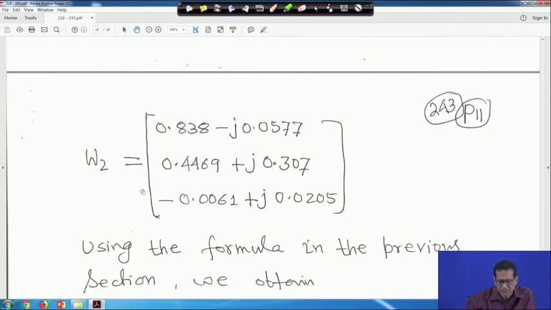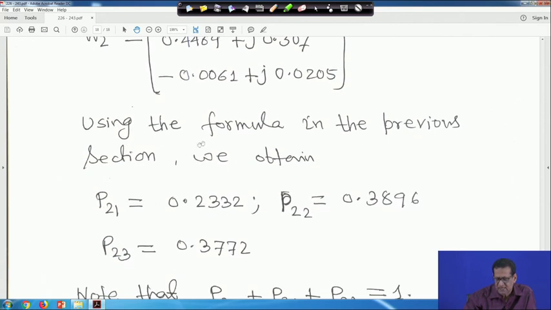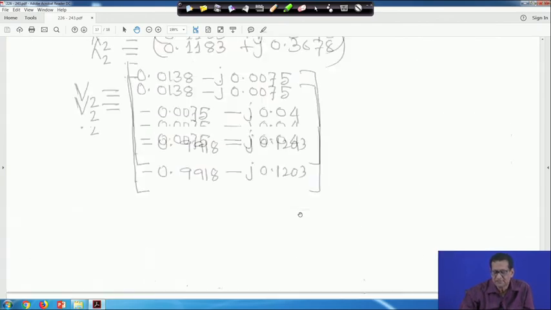Similarly, the left eigenvector corresponding to the same eigenvalue lambda 2 is 0.835 minus j 0.0577, 0.4469 plus j 0.307, and minus 0.0061 plus j 0.0205. You know how to find this. You find the V matrix and W matrix, the way you obtained them previously. Now, using the formula in the previous section, you can obtain P, using the previous formula.